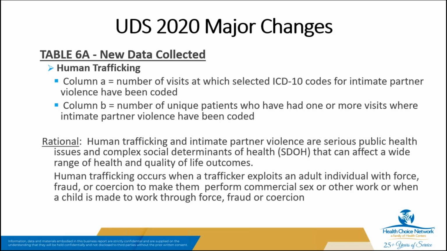So again, human trafficking and intimate partner violence are serious public health issues and complex social determinants of health that can affect health and quality of life. Human trafficking is defined as when a trafficker exploits an adult individual with force, fraud, or coercion to make them perform commercial sex or other work, or when a child is made to work through force, fraud, or coercion. All right, next slide.